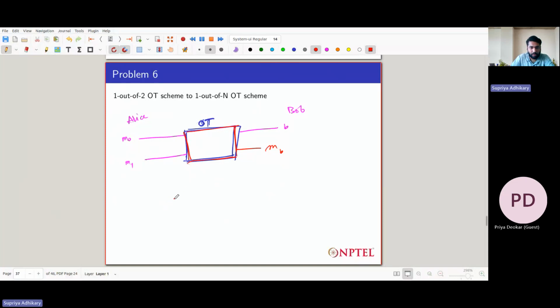Now the condition is that Bob can only get MB, but Bob cannot get any information about M(1 minus B). So basically, Bob can read either one of these messages, that is M0 or M1, not both. And similarly, Alice doesn't have any information about B. That means which message Bob is reading, Alice doesn't have the information about that. So this was the oblivious transfer. Now using this 1 out of 2 oblivious transfer, we have to create a 1 out of n oblivious transfer.